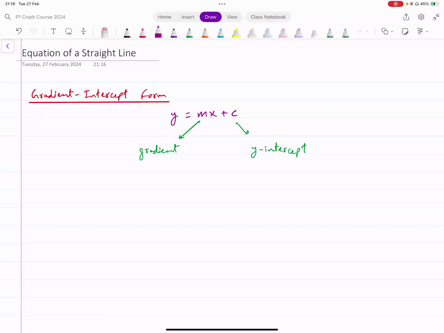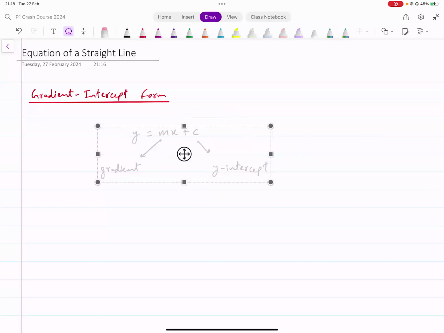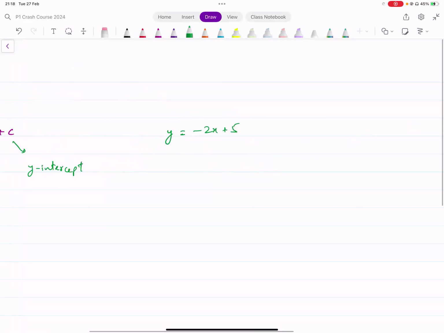Now, if you were to write down an equation in this form, what does that really mean? What does that equation represent? Yes, you know how to write down an equation. For example, you could have an equation that looks like this: y equals minus 2x plus 5. Now, what does this really mean?